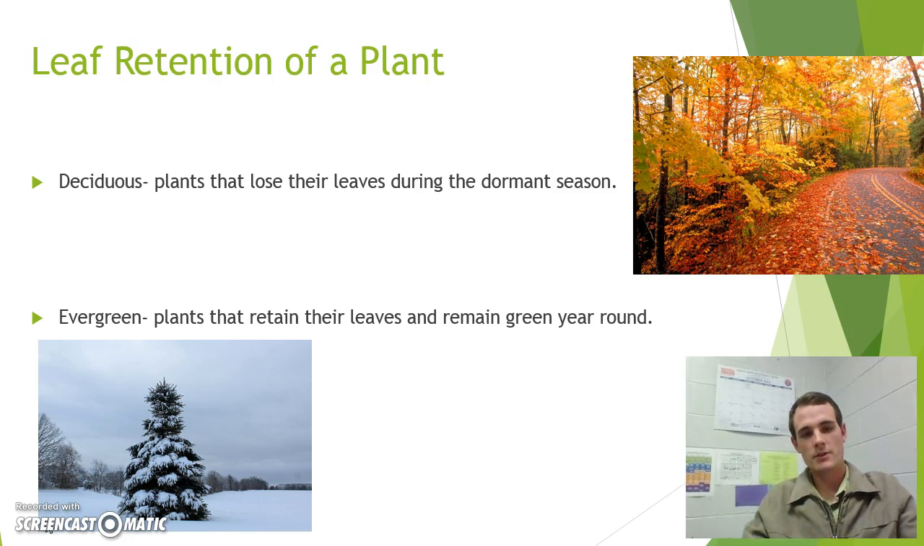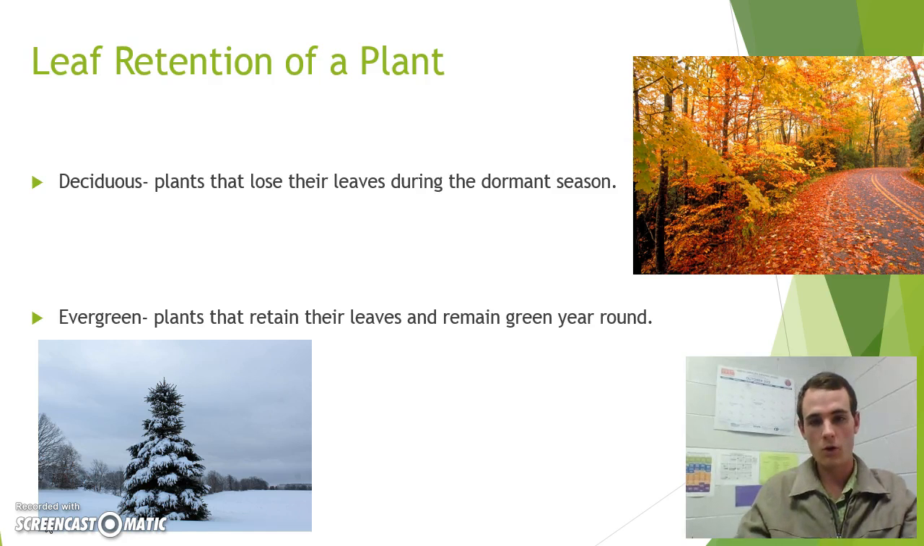There are two different types of leaf retention that you must know. One in which the leaves stay on all year, and the other in which the leaves will fall off in the dormant season. The first one is deciduous. Deciduous plants lose their leaves in the fall or in their dormant season. You're going to see this in North Carolina when leaves start to turn colors, and then they fall off in the winter season. Those are deciduous trees and shrubs.